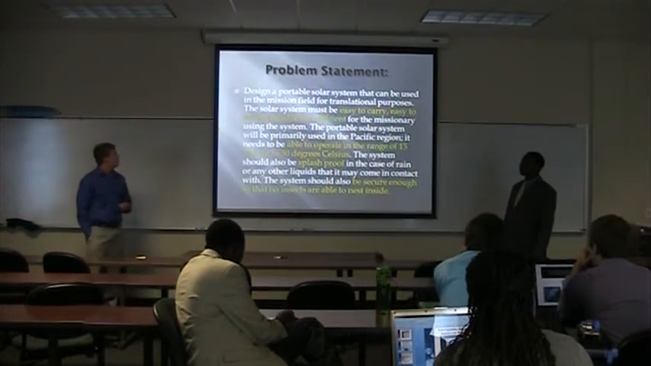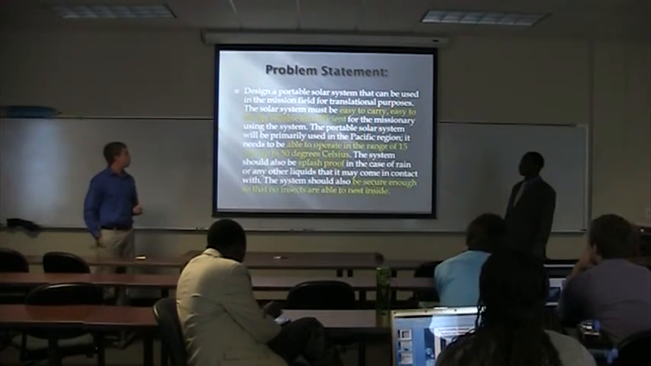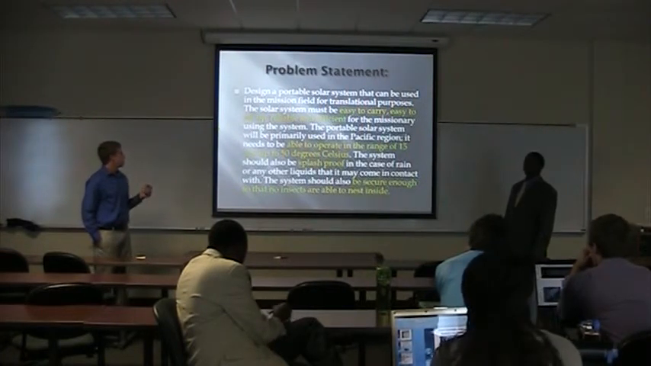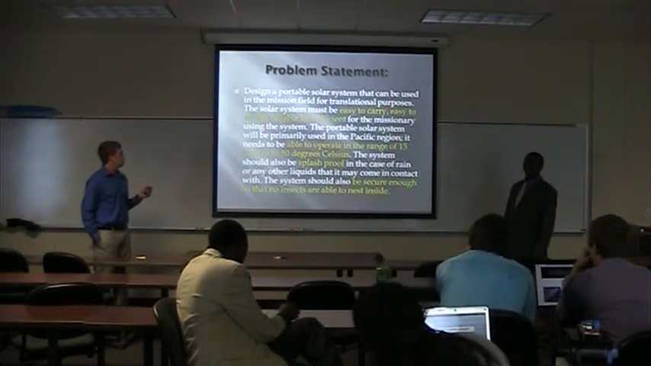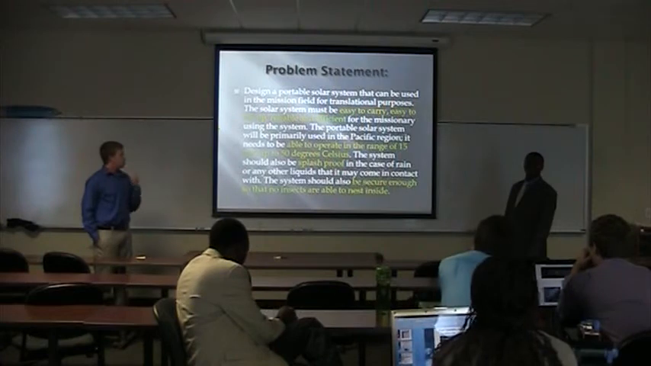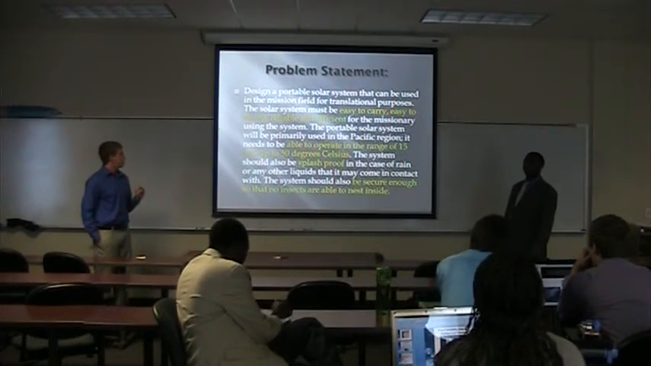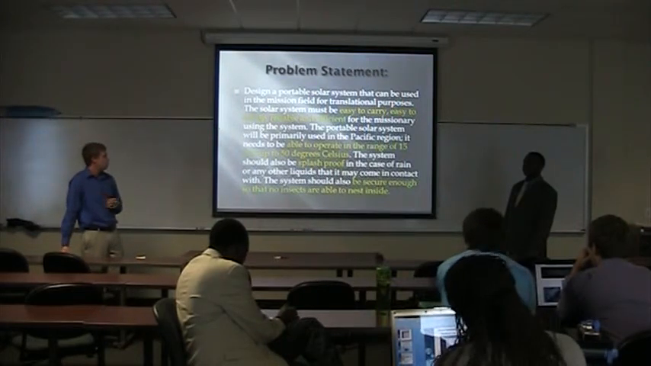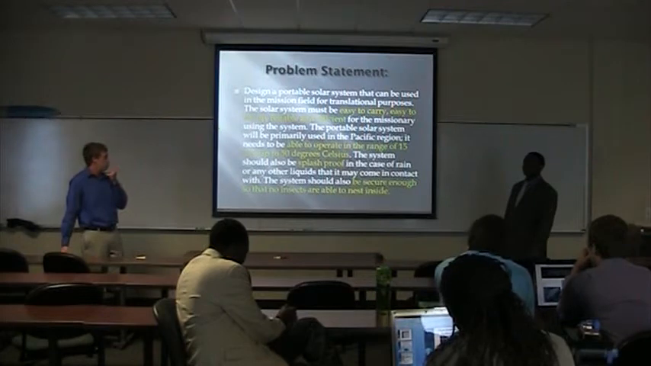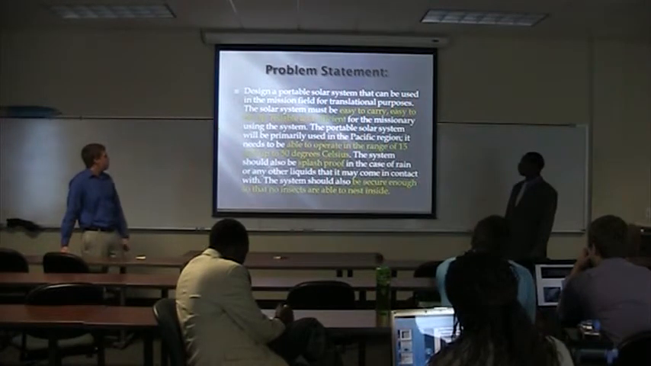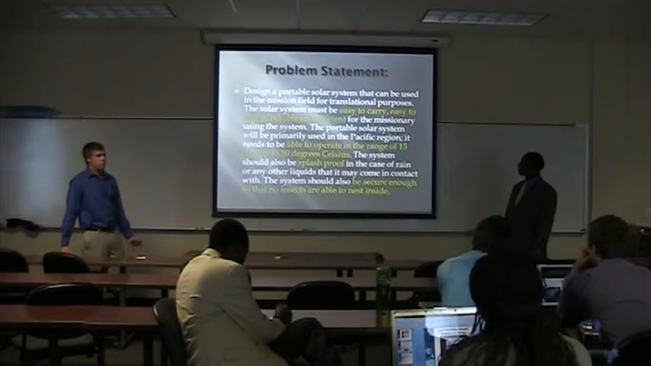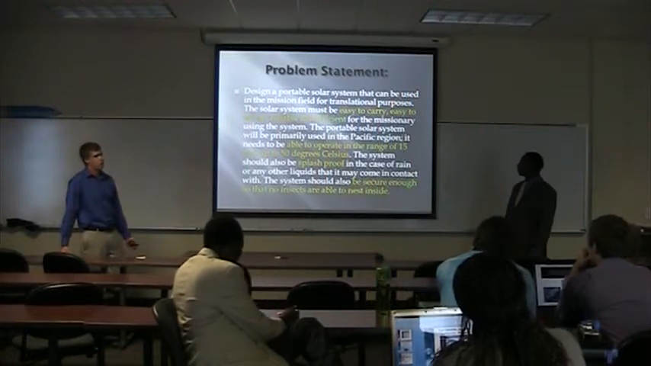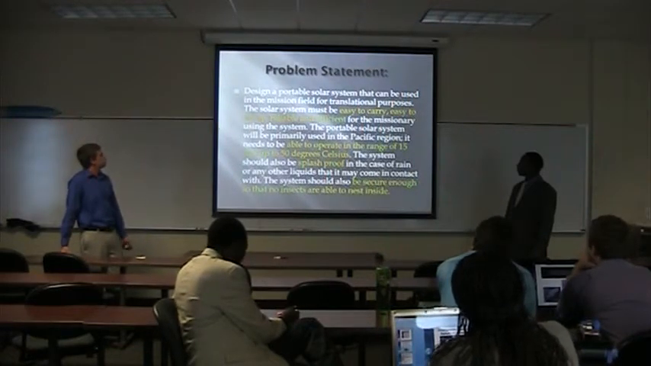Here's our problem statement, just the main points that we picked out. Our project needs to be easy to carry, easy to set up, and reliable and efficient for the missionary using the system. The system also needs to operate between 15 and up to 50 degrees Celsius, because it will be primarily used in the Pacific region of the world. It also needs to be splash-proof, just in case it comes into contact with any liquids, as well as secure enough so that insects cannot nest inside the components.